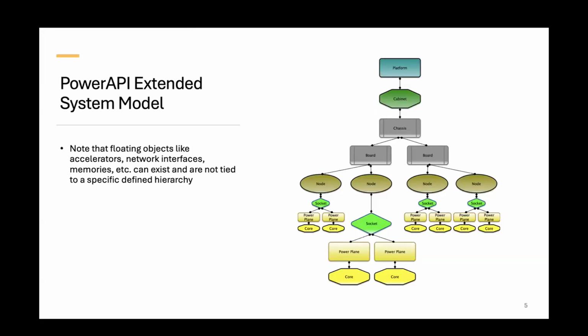Now here's an extended system model view that gives you an example of a single cabinet with a chassis, has some boards, has some nodes, sockets. They have something called power planes underneath them, which just let us group together like things that have consumption of power, and cores underneath. I point out that things like accelerators, network interfaces, memories, all these sort of things can exist. They're not tied to this specific defined hierarchy.